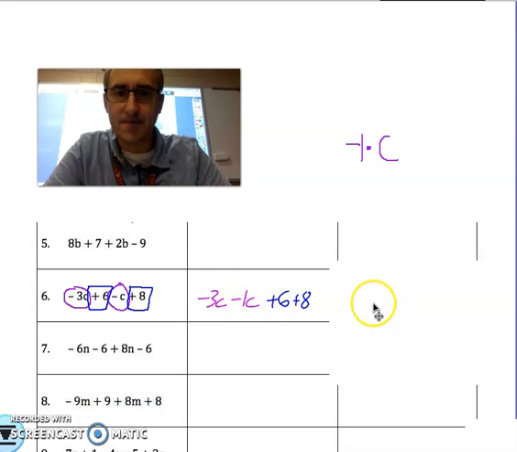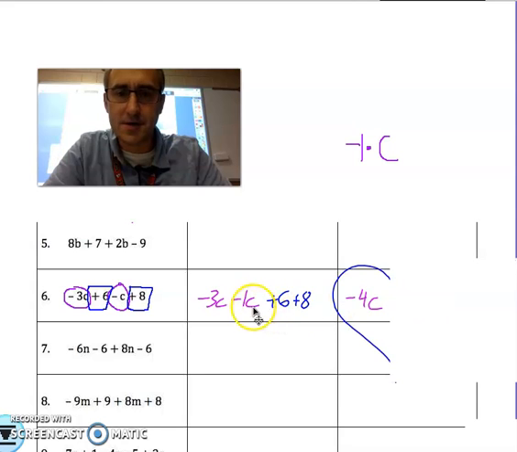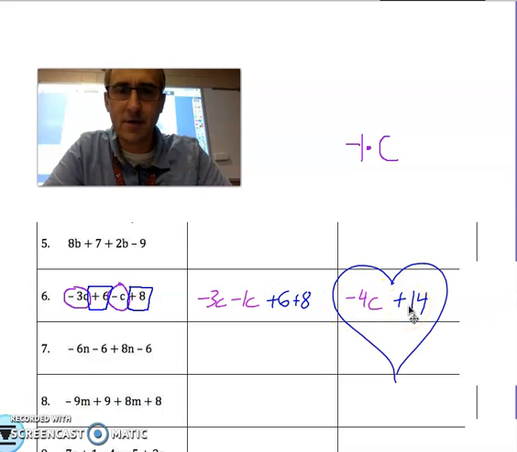Now let's add them up. Negative 3 plus negative 1 is negative 4. C comes with it. 6 and 8 is 14. Can those go together? No, they're on different teams. One's a C team and one's a no-C team.